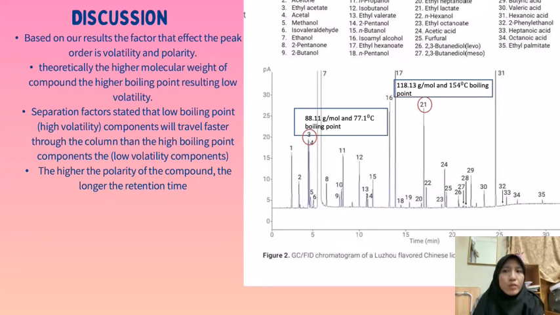Referring to figure 2, if we compare ethyl acetate and ethyl lactate, ethyl acetate elutes first, causing the compound peak to appear first with shorter retention time, and ethyl lactate peak appears later with longer retention time. This is because ethyl acetate has 88.11 gram per mole molecular weight and 77.1 Celsius of boiling point, while ethyl lactate has higher molecular weight, which is 118.13 gram per mole and 154 Celsius of boiling point.